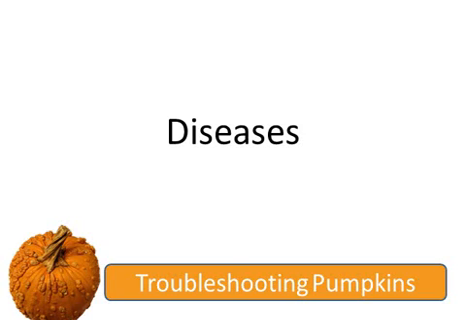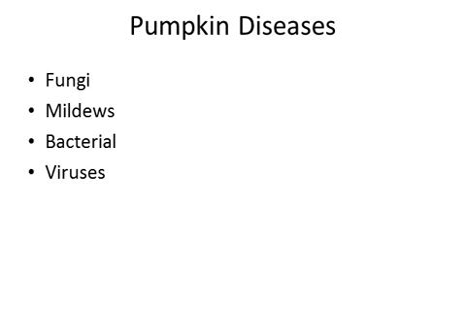We'll now discuss diseases. Successful disease management involves good cultural practices such as selection of resistant cultivars, proper site selection, and crop rotation, as well as chemical control of the disease itself and the insects that spread it.